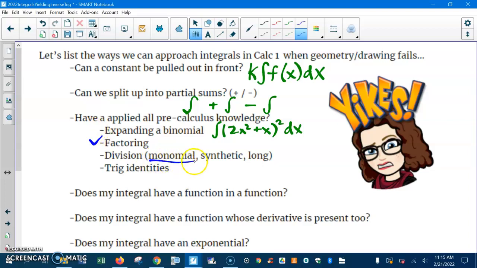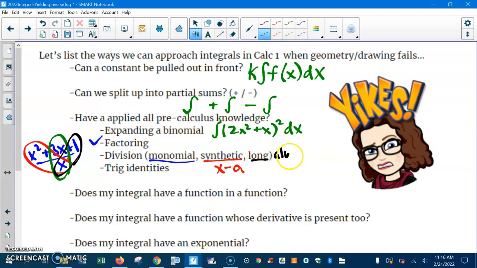So are we dividing by a monomial? In other words, do we have something like x squared plus 3x plus 1 all divided by one single term of monomial? Then in that case, everything gets divided by that monomial. Can we use synthetic division? Yes, we can when our divisor is linear, when we're dividing just by a linear term like x minus a. Can we use long division? Yes, long division will always work. It's just not always the most efficient method.